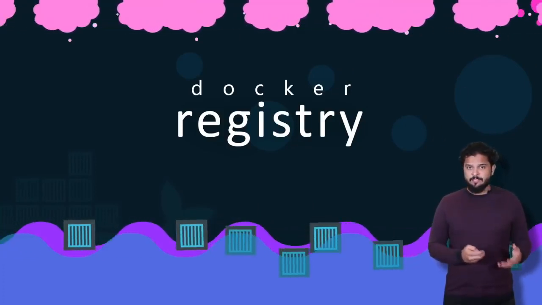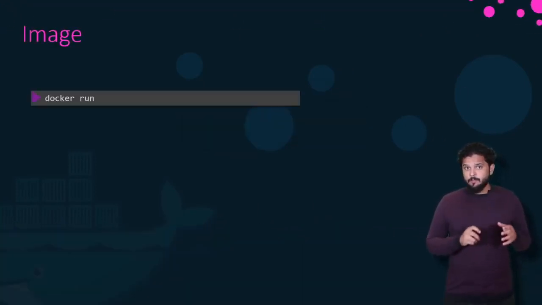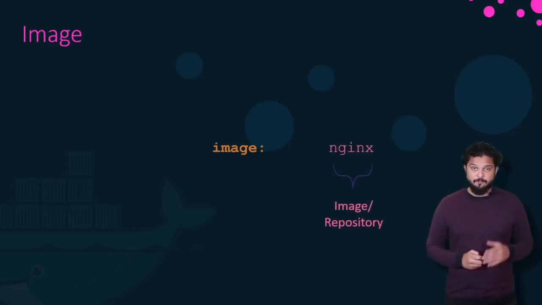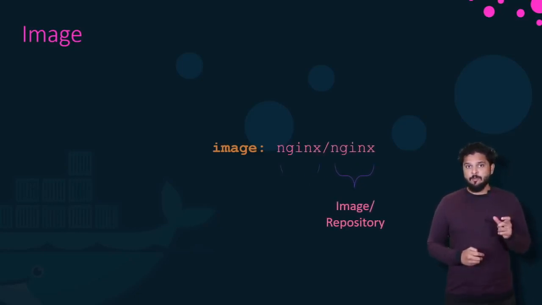Let's look at a simple nginx container. We run the docker run nginx command to run an instance of the nginx image. Let's take a closer look at that image name. Now, the name is nginx, but what is this image and where is this image pulled from? This name follows Docker's image naming convention. Nginx here is the image or the repository name. When you say nginx, it's actually nginx/nginx. The first part stands for the user or account name.